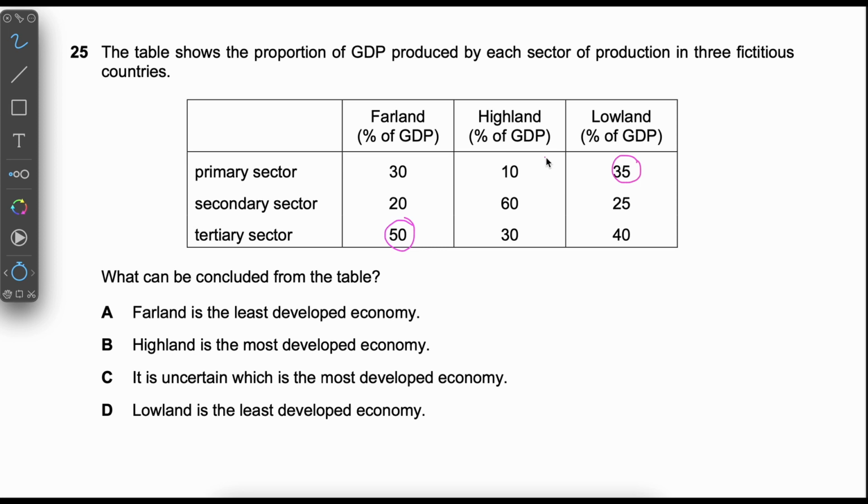In an exam question, they should make it super clear which one's which. They would make it so that the most developed country will have the lowest primary sector and the highest tertiary sector out of all three. So the answer to this is actually that it is uncertain which is the most developed economy.